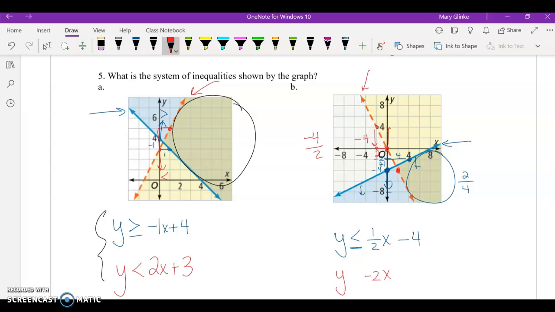And for my red line, it's everything above that is shaded. So that's going to be y is greater than -2x. And those two together represent my solution, or this system of inequalities that give us that solution there.